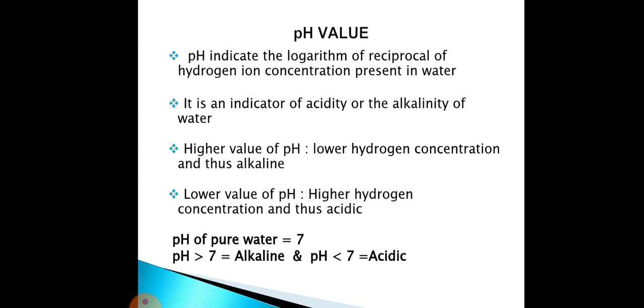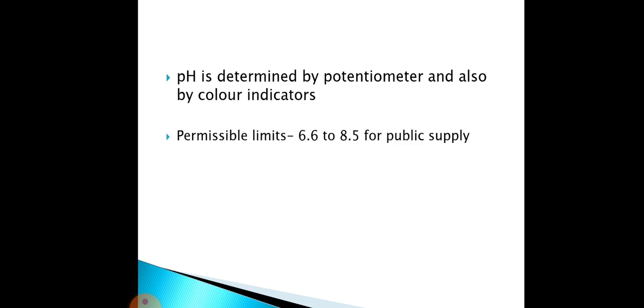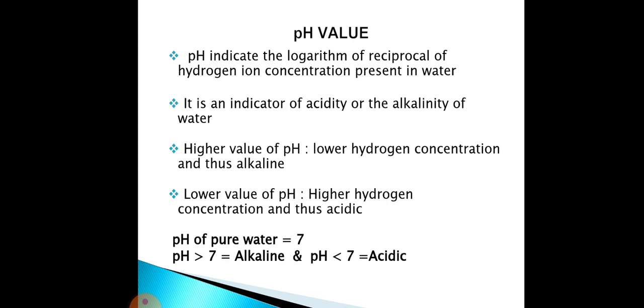And there are various methods by which you can determine the pH of a given sample of water. It may be determined by using a potentiometer or also by using color indicators. So a potentiometer actually measures the potential exerted by the hydrogen ion, and it also indicates its concentration. So that is what I told you here. Lower hydrogen concentration means it is alkaline, and higher means it is acidic.